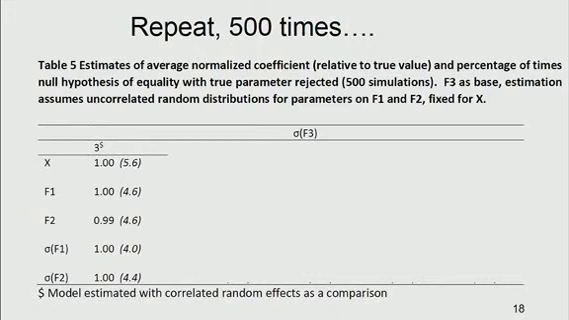So what's in this column? The value in the brackets is the number of times that we rejected the hypothesis that the true parameter was equal to the estimated parameter. So this is basically a type 1 error proportion. In 5.6% of the times, out of the 500, it's coming back and saying that the estimated coefficient is statistically different from the true value, which I know because I generated the data.